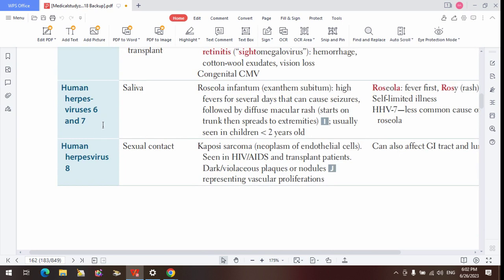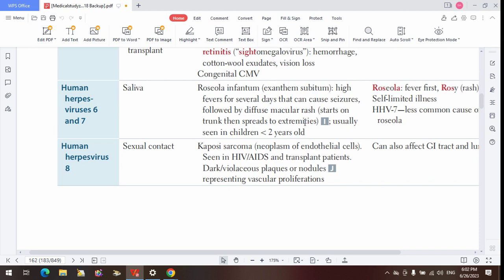All right, let's round up with these two. Human herpesvirus 6 and 7, both of them cause the same thing. They cause roseola, transmitted through saliva. The baby will have a very terrible, extremely high fever that can get as high as 40 degrees Celsius. The fever can last 3 to 5 days, and because of the high fever, the child can suffer febrile convulsions. After the fever subsides, a macular rash starts appearing. The rash is centrifugal in distribution: it starts on the trunk and moves to the extremities.